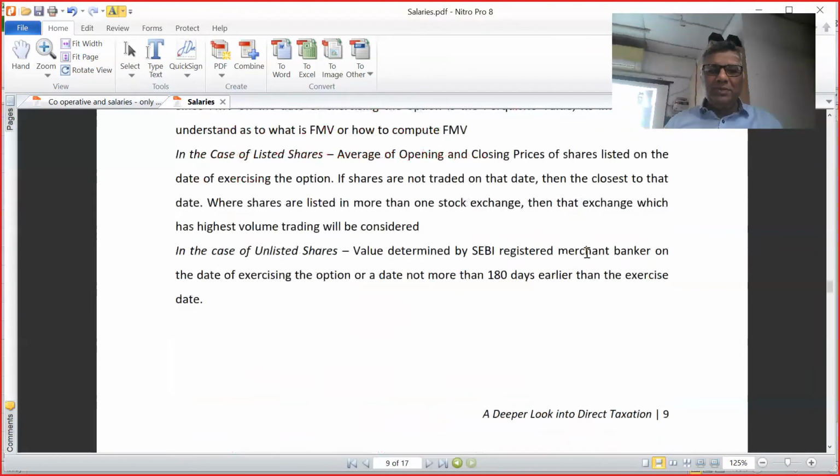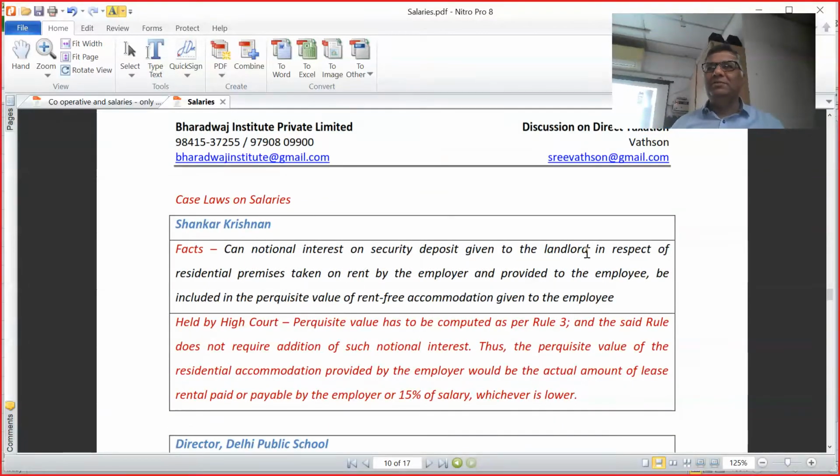So came this case law of Shankar Krishnan. Can notional interest on security deposit given to landlord in respect of residential premises taken by the employer and provided to the employee be included in the perquisite value of RFA? The court said perquisite has to be computed as per Rule 3, and the said rule does not require addition of such notional interest. Thus the perquisite value provided by the employer would be the actual amount of lease or 15% of salary. There is no question of any notional interest getting added.